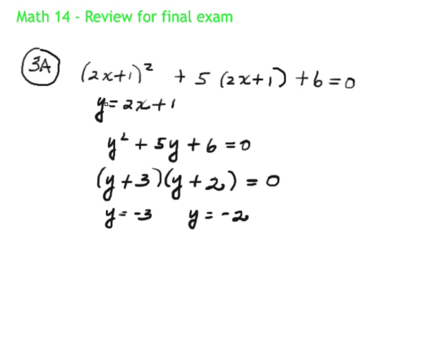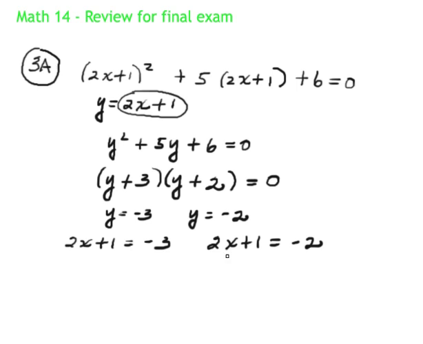All right, now we want to know what x is equal to, so we have to substitute back. Okay, in other words, instead of y equal to minus 3, we write 2x plus 1 equal to minus 3, and 2x plus 1 equal to minus 2, and solve these two equations. So here I'm subtracting 1 from both sides on the left, and I have 2x is equal to minus 4. Divide by 2, x is equal to minus 2.